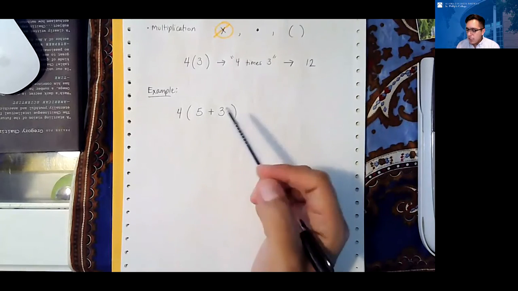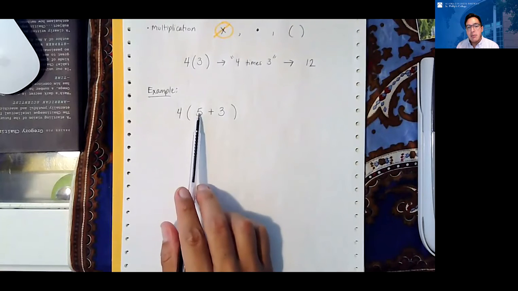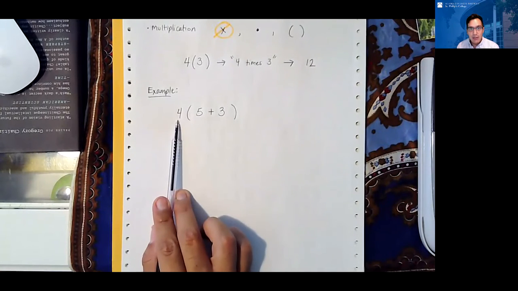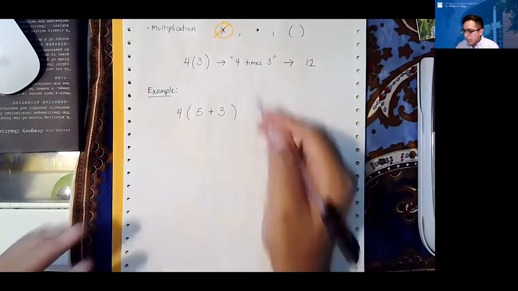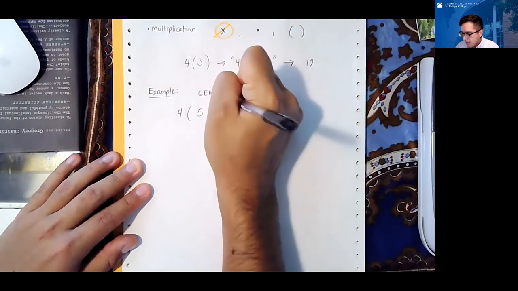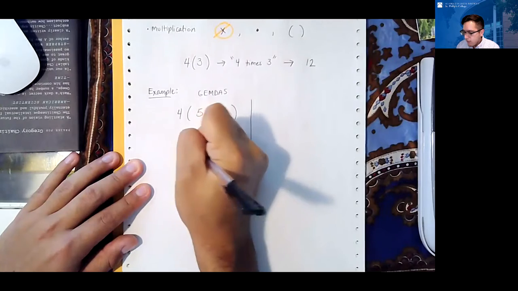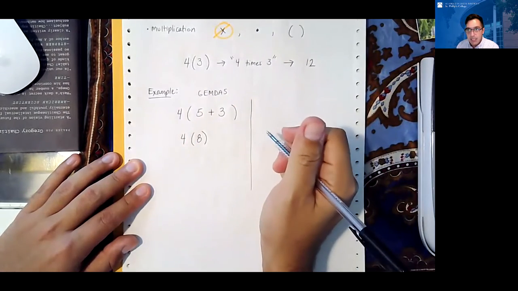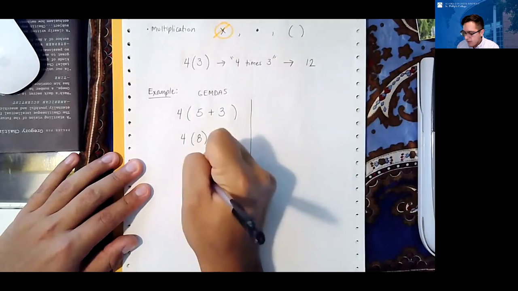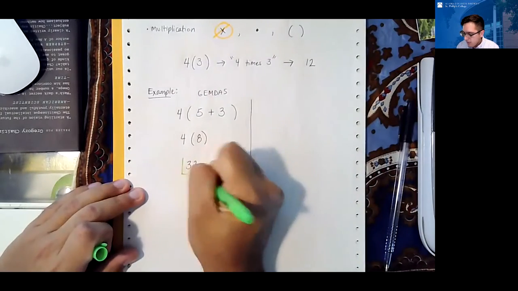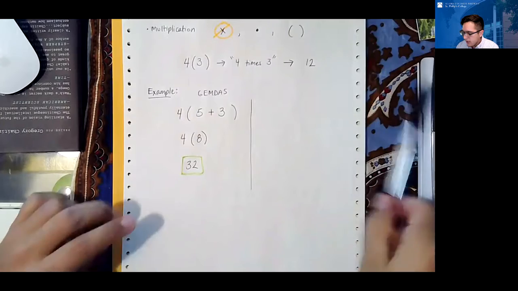So our order of operations would typically say, simplify everything in the parentheses first, and then do the multiplication after that. So we could do that using GEMDAS. And we would get 4 times, in this case, 8. And then 4 times 8 is what, 32? And that would be the simplified answer for that particular expression.